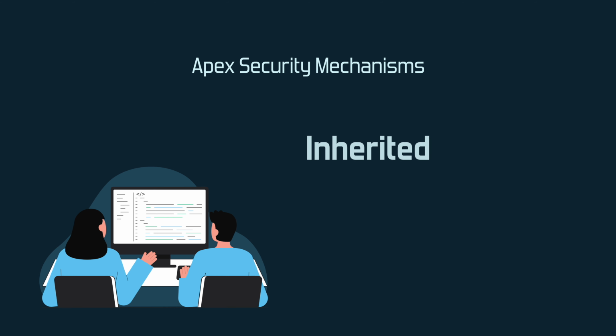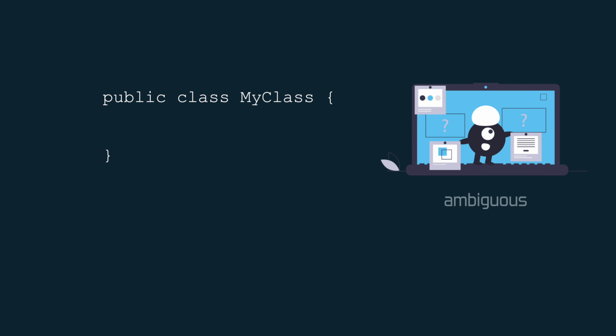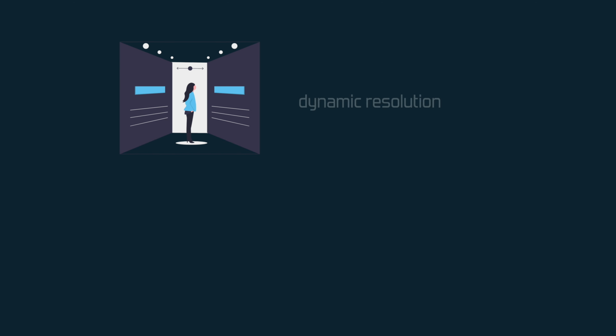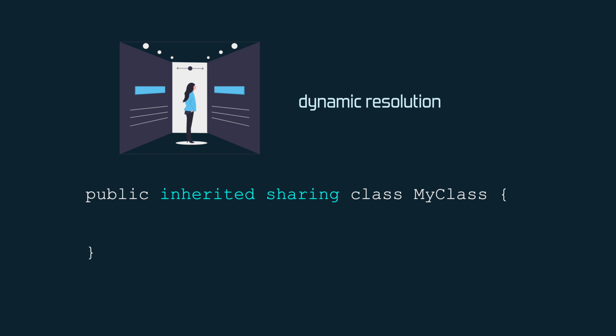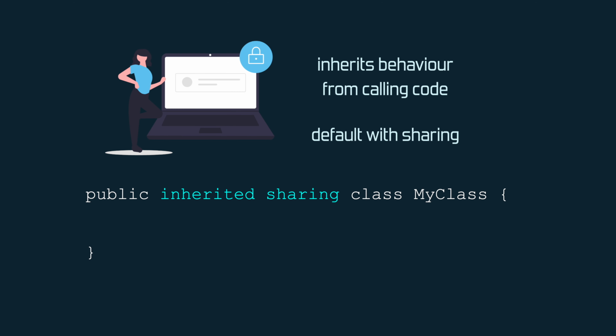Now let's take a look at something called inherited sharing. Writing Apex classes without specifying the type of sharing mode makes your class behavior ambiguous, and it is not a secure way of coding. If you want your class to run dynamically in either with sharing or without sharing mode at runtime, it is recommended to use the inherited sharing keyword. An Apex class with inherited sharing runs as with sharing as the default mode to run.